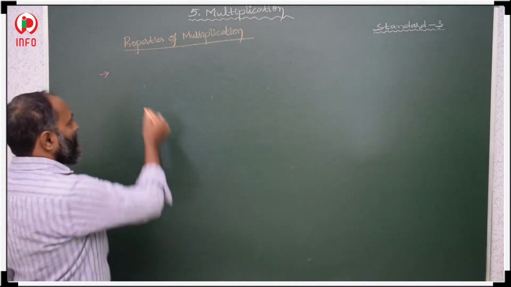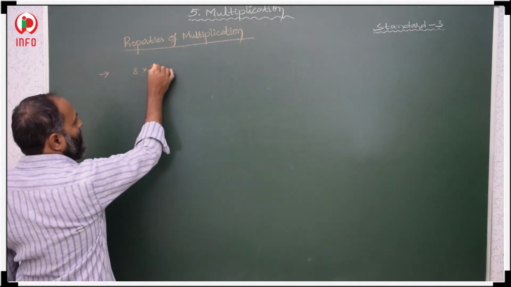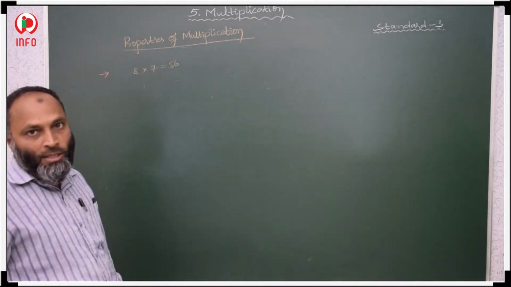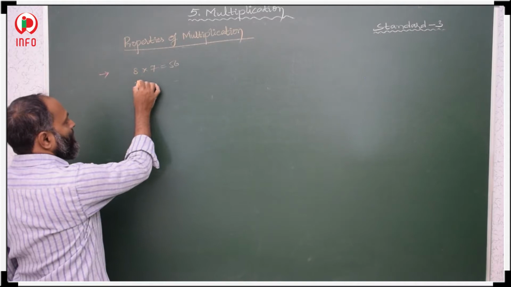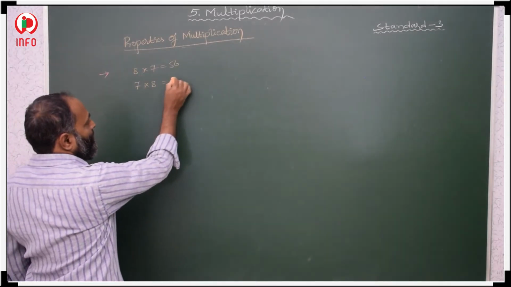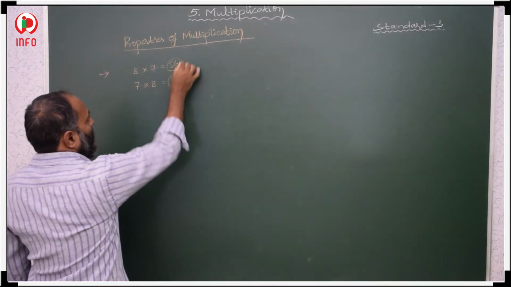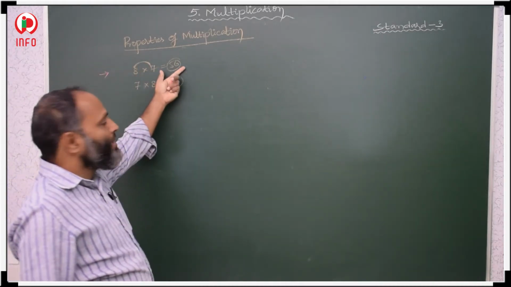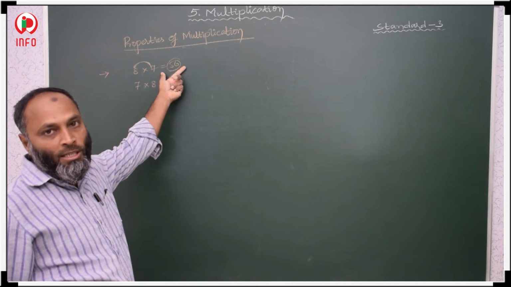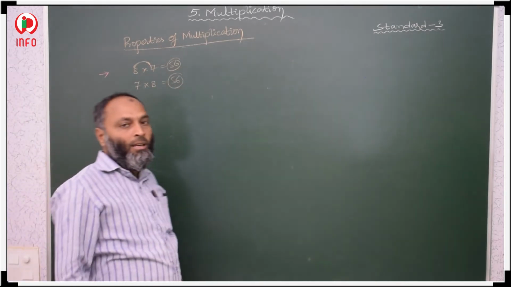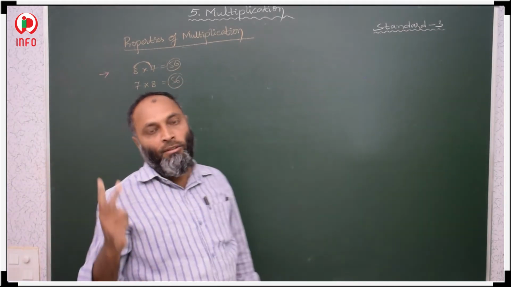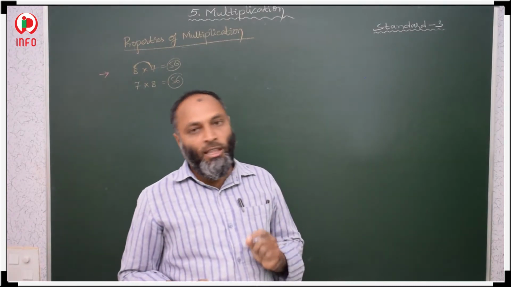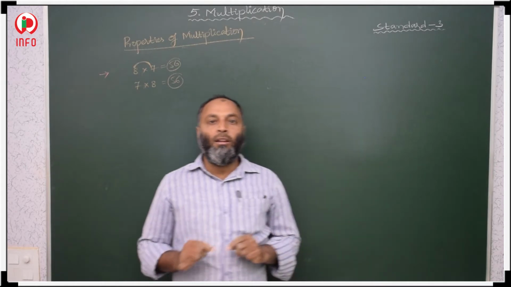Suppose 8 into 7 is there: 8 sevens are 56. If I want to change the order, what happens? 7 eights are 56. If we change the order, there is no change in the product. Remember this: if any two multiplicands are there, and the order of the multiplicands changes, then the product never changes.